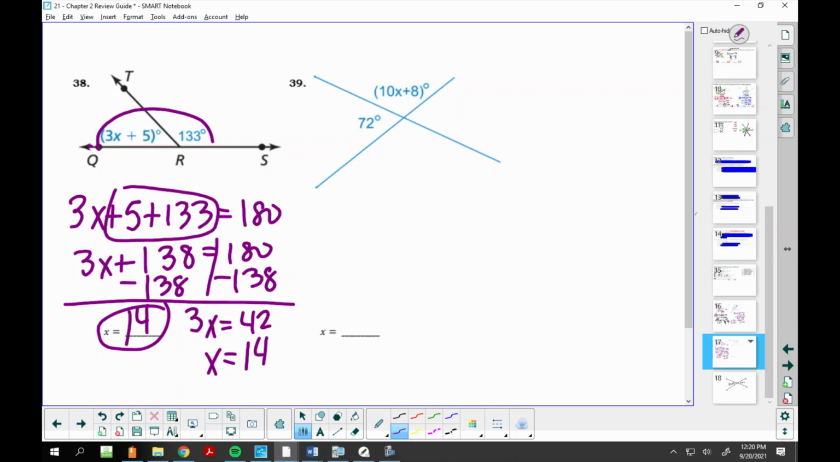So again, you really just have to know, do they add up to 90? Do they add up to 180? Are they complementary? Are they supplementary? Are they vertical angles? Is it being bisected? All right, you just make sure you read the directions.